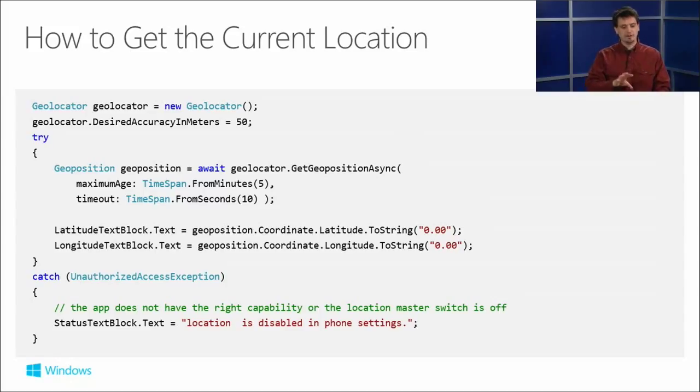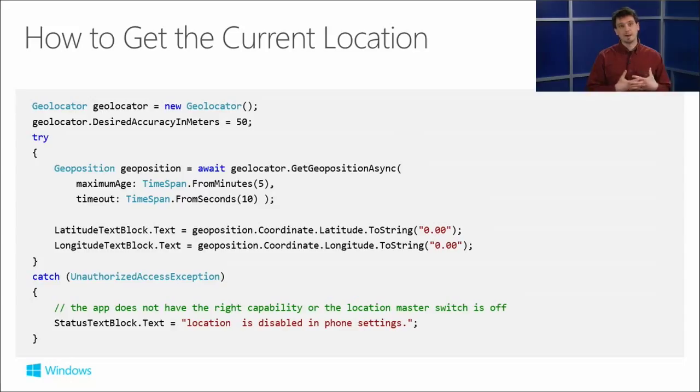So then we go into this try-catch. The reason we do that is because if we hit this unauthorized access exception, that's basically its way of letting us know that we haven't requested access in the manifest for doing geolocation. And then we get our geoposition async. It's an async call, so we're not holding up the UI while we're trying to get that geolocation.